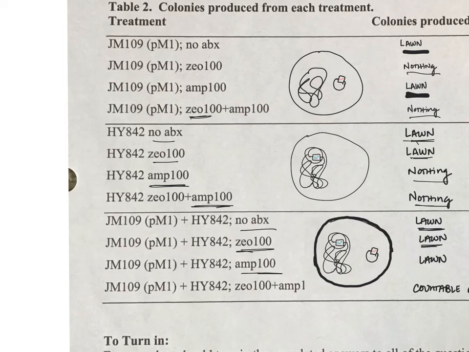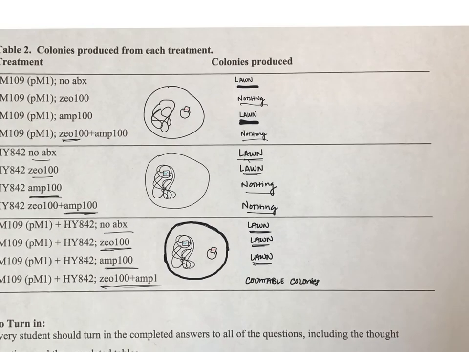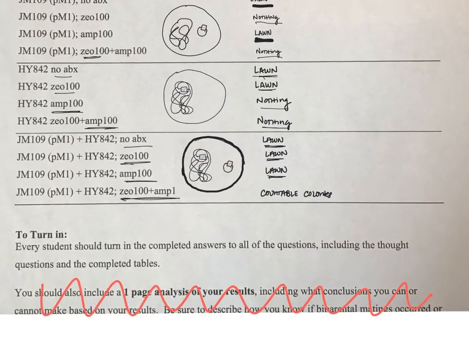When we add the ampicillin, we're going to be able to kill off the HY842. However, the parental JM109s will survive, so we're going to see that. Only when you add the combination do you kill off both parental strains and only select for the transconjugate. So that's going to be the only scenario under which we find countable colonies.